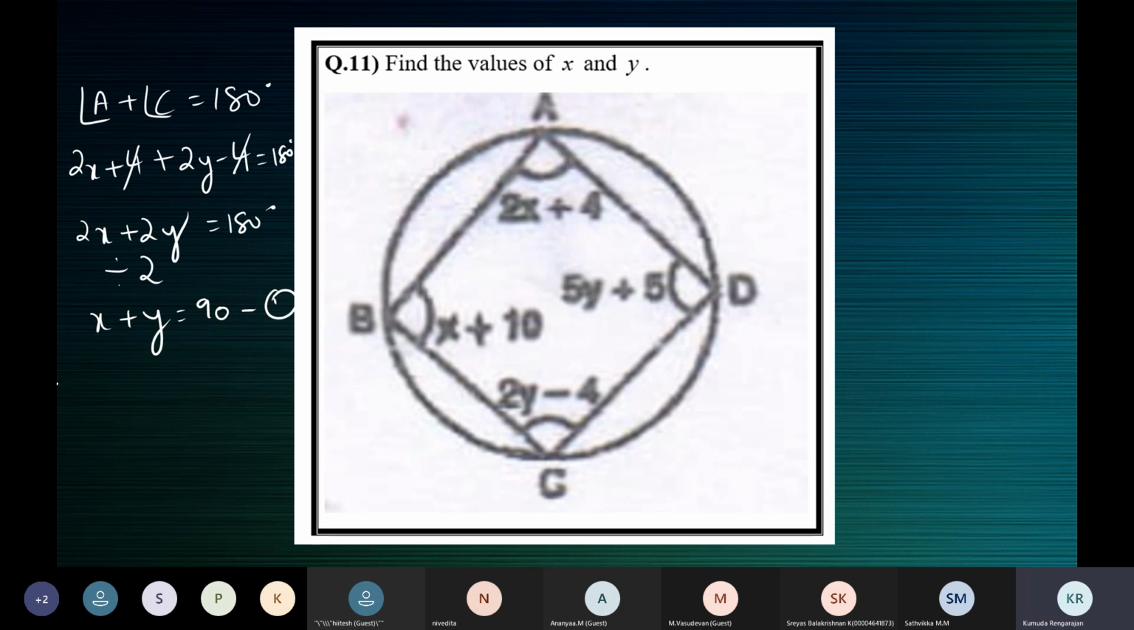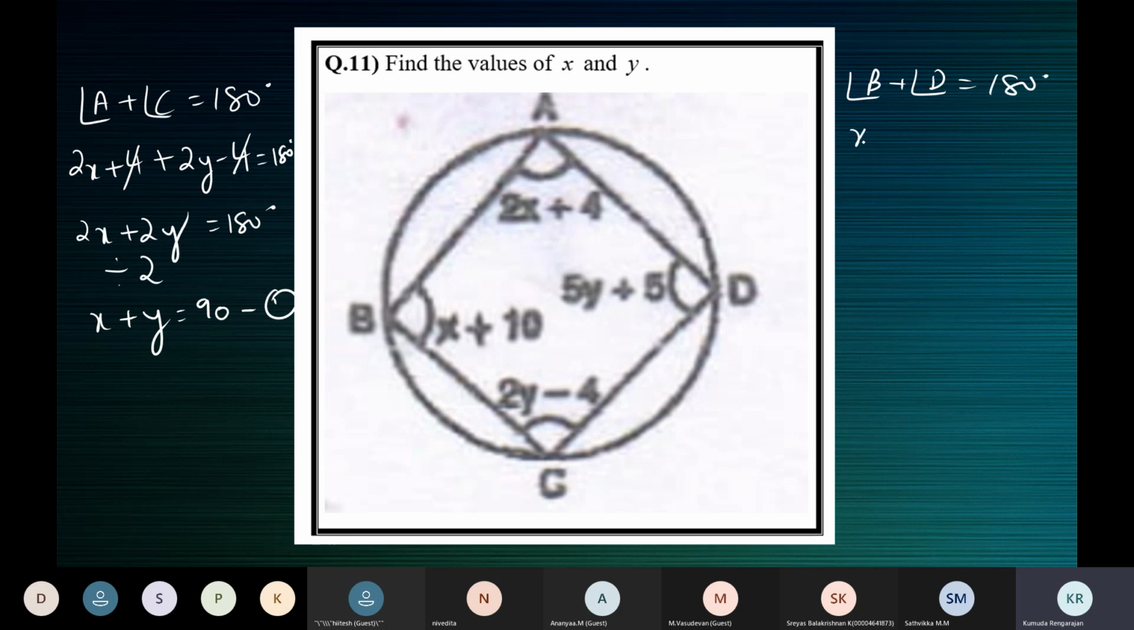So similarly, we have angle A plus C is 180. Likewise, what's the other equation we can write? Yes, children. A plus C is 180. What is the other one? Angle B plus angle D is equal to 180.